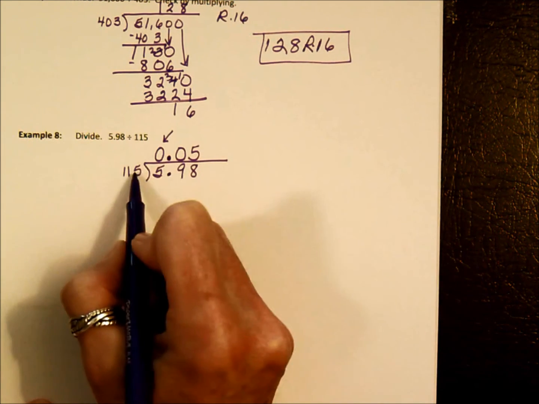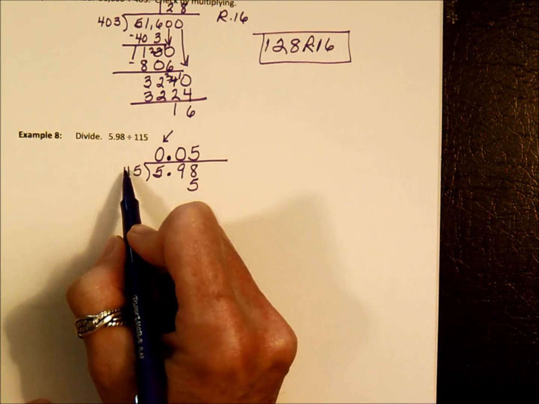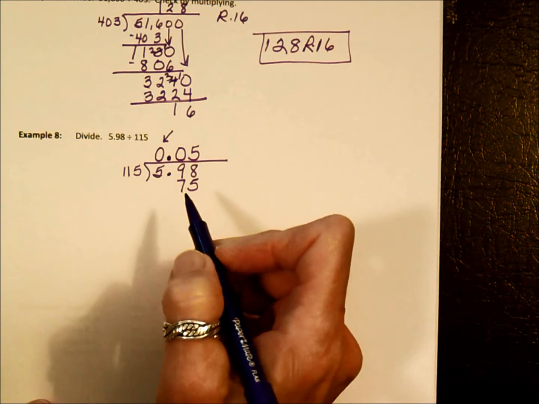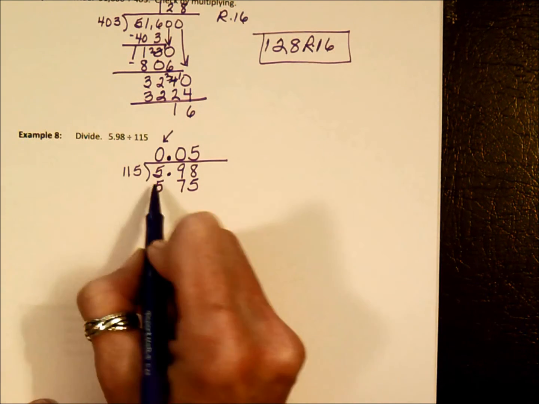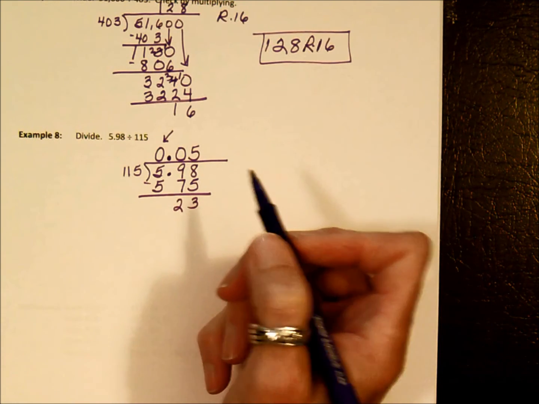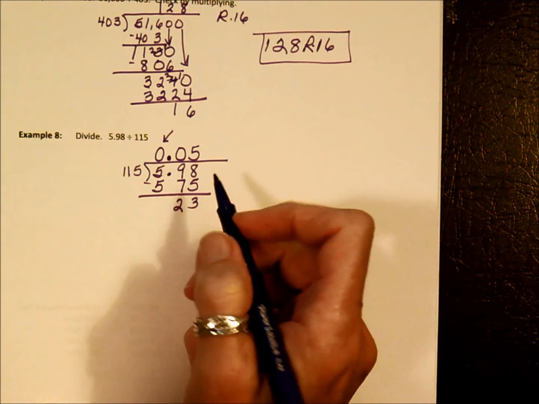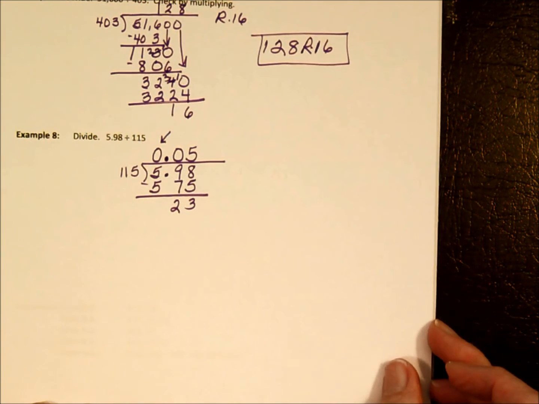5 times 5 is 25, carry 2. 5 ones are 5, 6, 7. That's a 7. 5 times 1 is 5. So that was the right choice. I subtract. Now, because this is a decimal, I can't write remainder 23. So what do we do when it doesn't come out evenly?